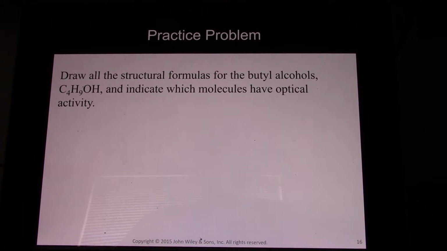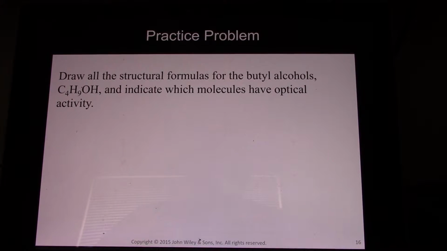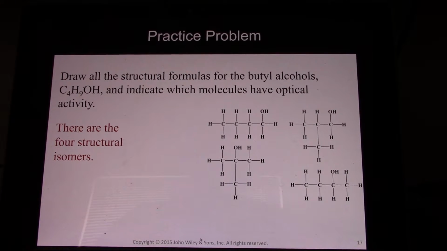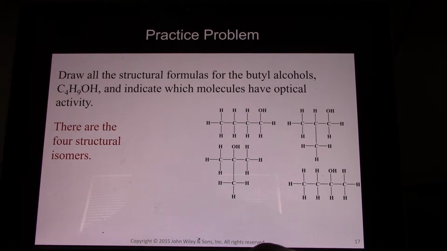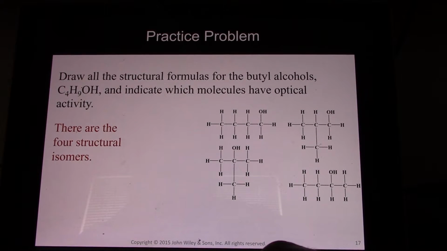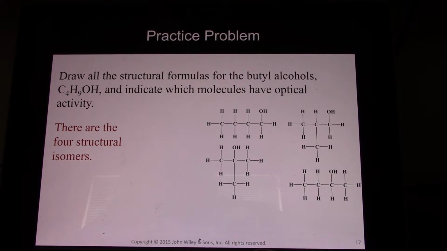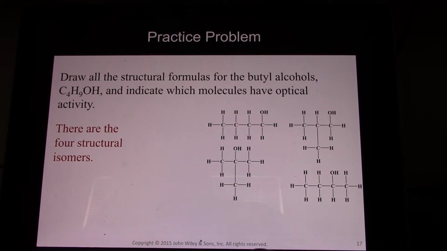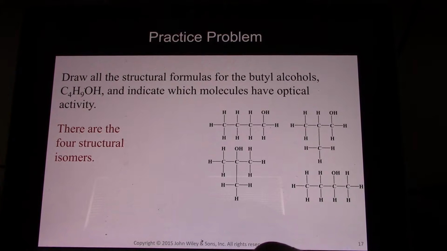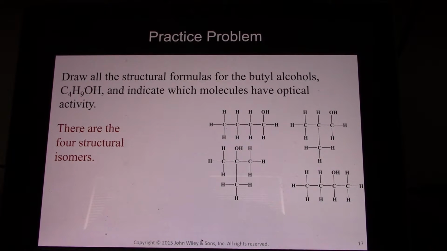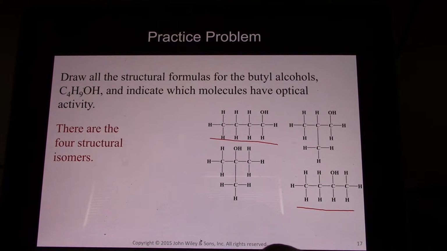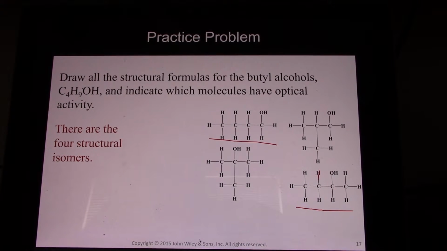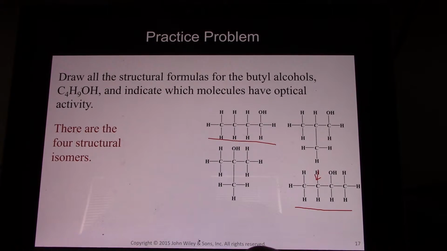Draw all the structural formulas for the butyl alcohols and indicate which molecules have optical activity. Well, here there are 4 structural isomers, because the 4 carbons can either be in a straight chain or they can be 3 with 1 branching off of it. If they're in a straight chain, the OH group can either be on one of the terminal carbons, both are really the same spot, or they can be in one of the middle carbons. So you either have 1 butanol or 2 butanol. Placing it here would just still give us 2 butanol. We just start counting from the other side.